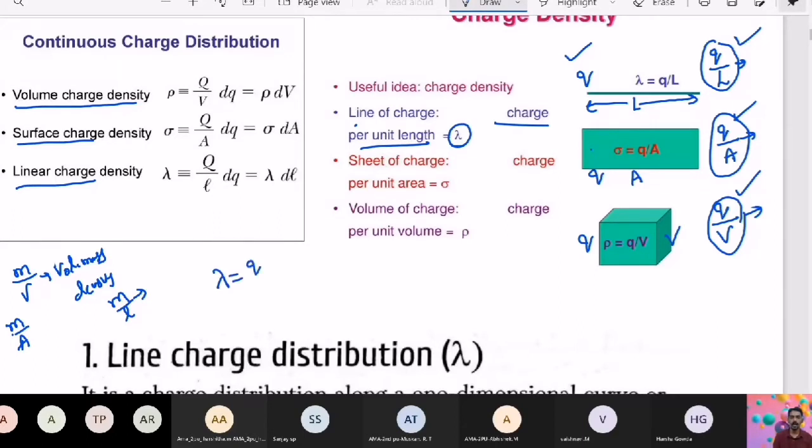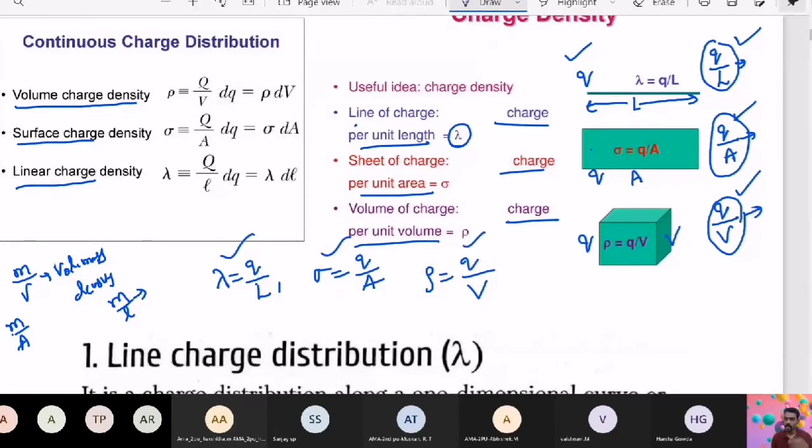So lambda means charge per unit length. Similarly, charge per unit area is sigma, that is Q by A. Similarly, charge per unit volume is rho, that is Q by V. So these are the three densities in case of charge distribution. This is the simple definition of line charge, surface charge and volume charge. Only think about the definitions. We will discuss in detail in further classes how to use and calculate these things.